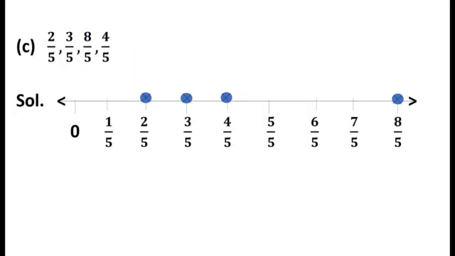Here is the next question, children: 2 by 5, 3 by 5, 8 by 5 and 4 by 5. All these numbers come between 0 and 1 except 8 by 5. So we will divide 0 to 1 into 5 equal parts, as you can see the denominator is 5. So we will have 1 by 5, 2 by 5, 3 by 5, 4 by 5, and we will mark 2 by 5, 3 by 5 and 4 by 5 as shown here with the dots. But still you can see 5 by 5 equals 1. So after 1, the numerator is greater, as in this 8 by 5.